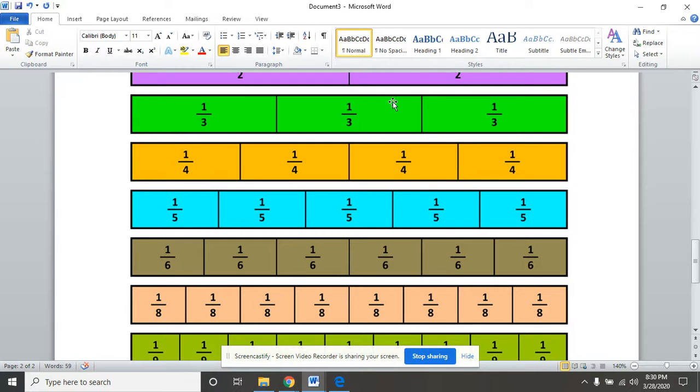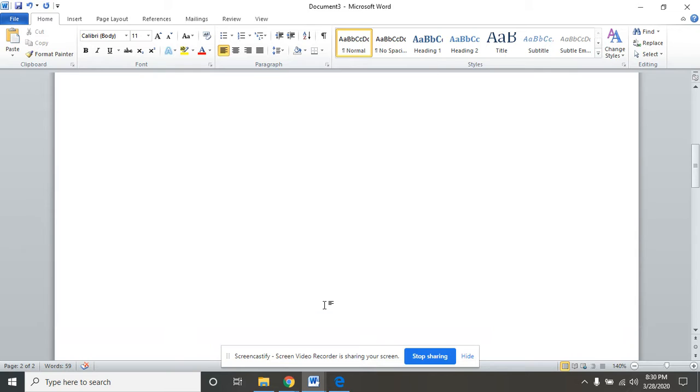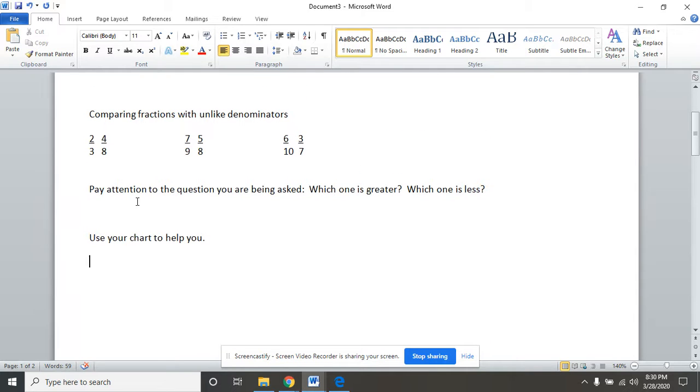If this was a strip of candy, you would get a longer strip of candy here than if you just got 4/8. So we would go back up here and we would say 2/3 is greater and 4/8 is less.